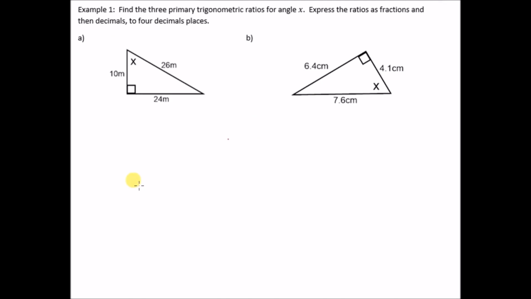Example 1. Find the three primary trig ratios for angle x and express the ratios as fractions and then decimals to 4 decimal places. So, SOHCAHTOA. Those are going to be our three primary trig ratios. So we can start by saying sine x equals, and remember there's two parts to each of these. There's the angle and then there's the ratio, cos x and tan x. When a question asks for the three primary trig ratios, it wants sine x, cos x, and tan x.